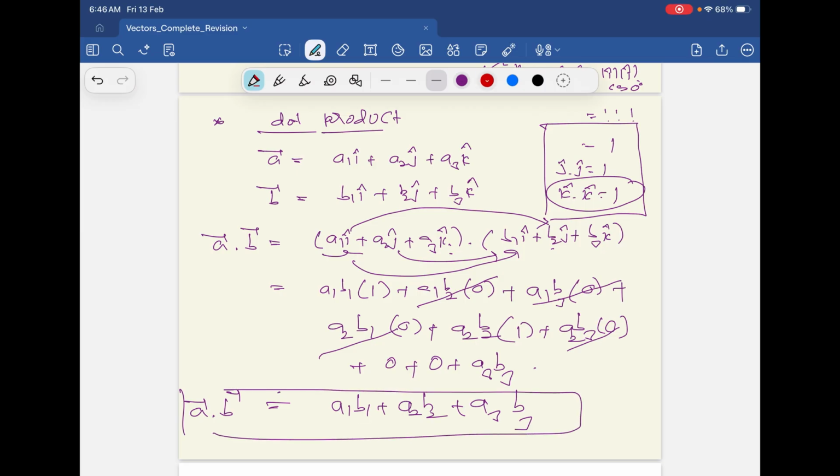See, the shortcut you can see here: simply multiply the coefficients, nothing else. X direction components multiply, y direction components multiply, z direction components multiply. Just simply add them. A bar dot b bar is a1 b1 plus a2 b2 plus a3 b3. Okay, this is how you have to find dot product in component form.